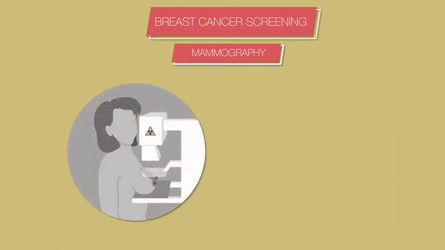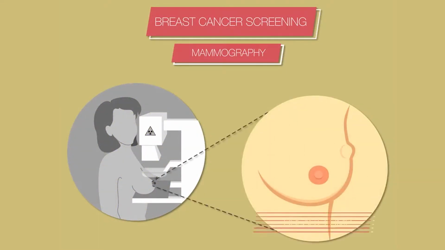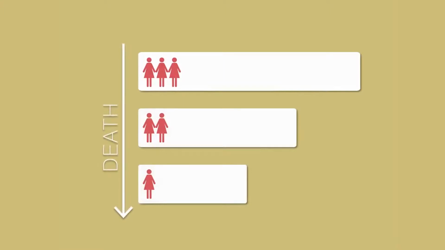Screening. Breast cancer screening through mammography. Mammography screening is a low-dose X-ray examination of a woman's breasts used to detect breast cancer when that cancer is too small to be felt as a lump. The aim of screening mammography is to reduce the death rate from breast cancer by detecting unsuspected breast cancers at an early stage.